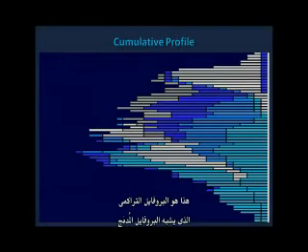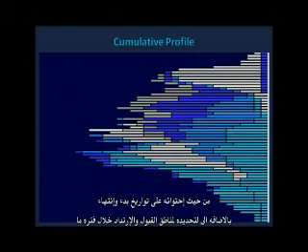This is a cumulative profile, which is similar to a merge profile in that it's bounded by defined start and stop dates, and it's also used to determine areas of acceptance and/or rejection over a designated period of time.